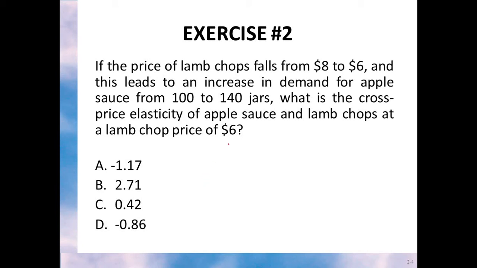This is an example exercise. What happens if the price of lamb chop falls from 8 to 6, which leads to an increase in demand for applesauce from 100 to 140? What is the cross price elasticity of applesauce and lamb chop at a lamb chop price of 6? You can see that there are two goods here: one is lamb chop and the other is applesauce.